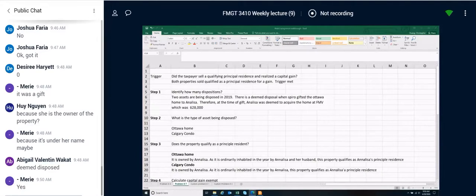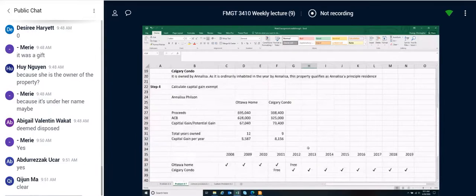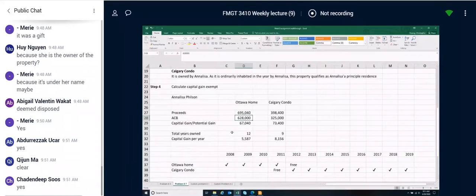Annalisa, she's the one who holds the property after the gift. So again, she's deemed to acquire the home at fair value. So the cost base to her is the 628. Okay? Does that make sense? Any questions on that fact? That is why 628 is the cost base, because of the deemed disposition and acquisition. Okay? So, because of the gifting, the home ACB is 628.